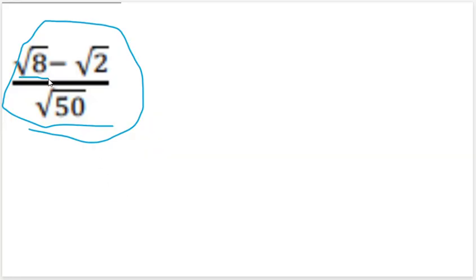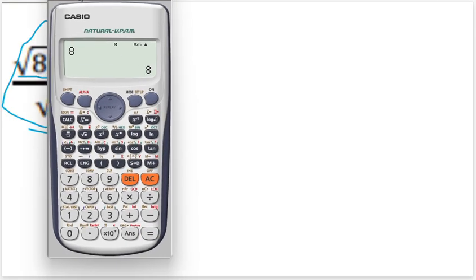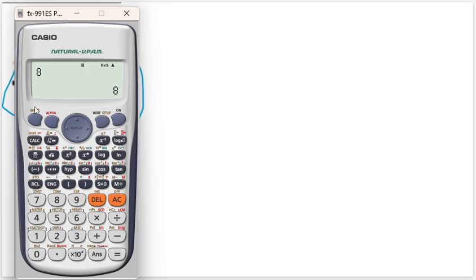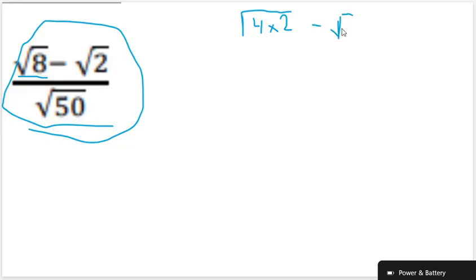Now, you see this root 8, the first thing we have to do is bring it into a prime base. Now, how are we going to bring it into a prime base? We're going to say 8 equals, let's bring our calculator here, then you press shift, fact, which gives us an answer of 2 to the power of 3. Which we can separate as 4 times 2, so 4 times 2 minus root 2, all over 50.